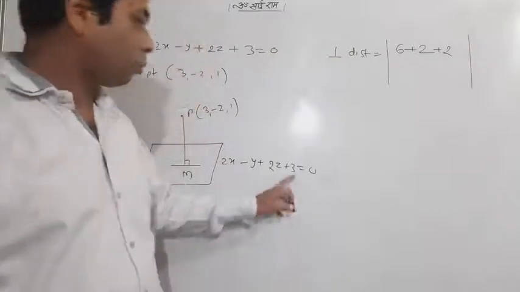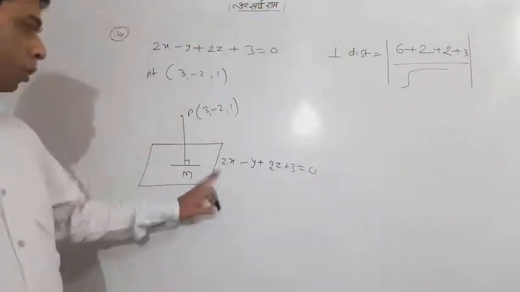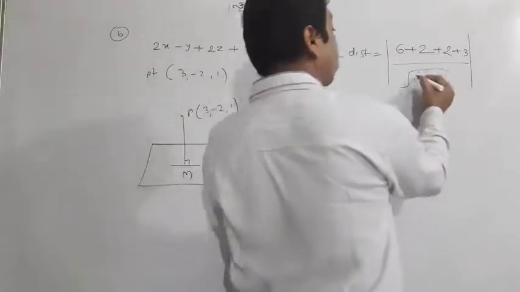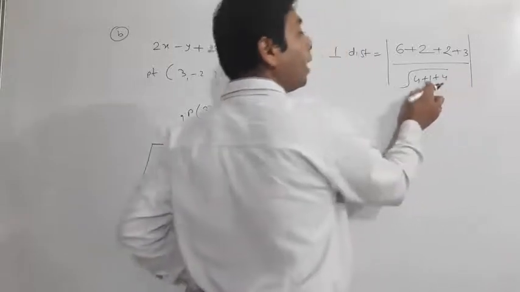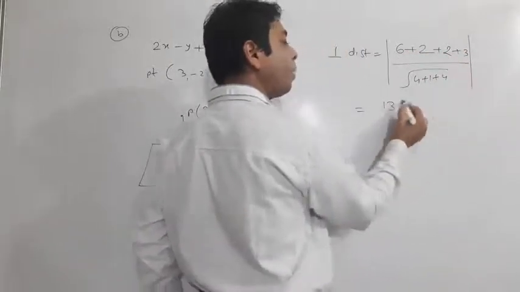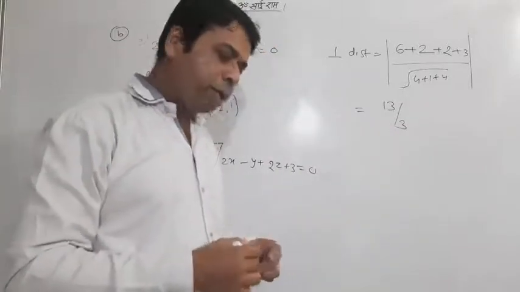And plus 3. Then after, upon, what will come? Square of 2, square of minus 1, square of 2, meaning 4, 1, 4, which is 9, meaning 3. So in the numerator 6, 8, 10, 3, 13, and upon 3. This is the perpendicular distance of the plane from the point. So it is all very easy.